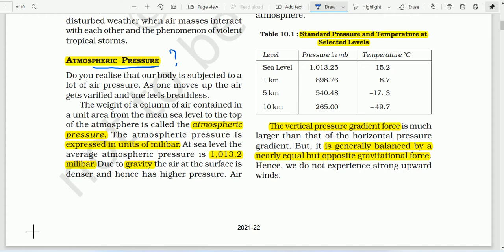So let us read. The air has a weight. You must know that the weight of a column of air contained in a unit area from the mean sea level to the top of the atmosphere is called the atmospheric pressure. Let me repeat: the weight of a column of air contained in a unit area from the mean sea level to the top of the atmosphere is called the atmospheric pressure.